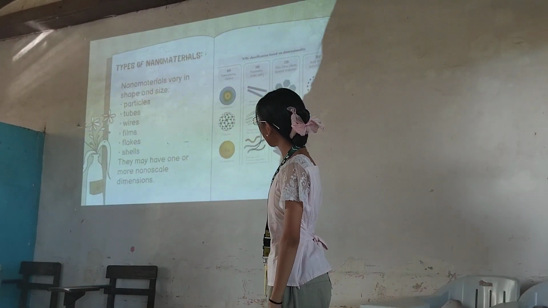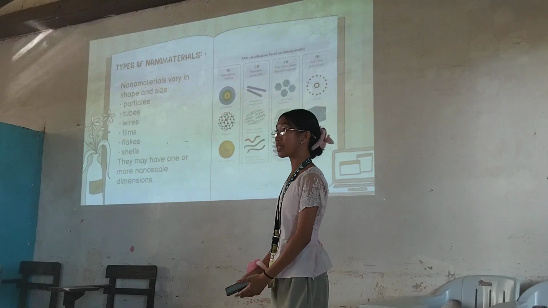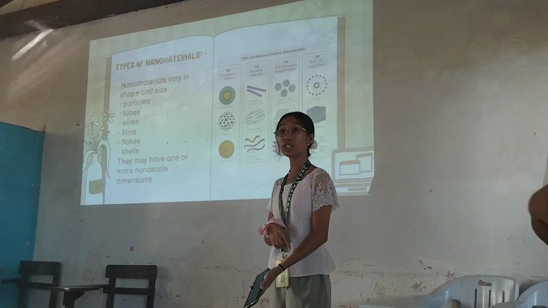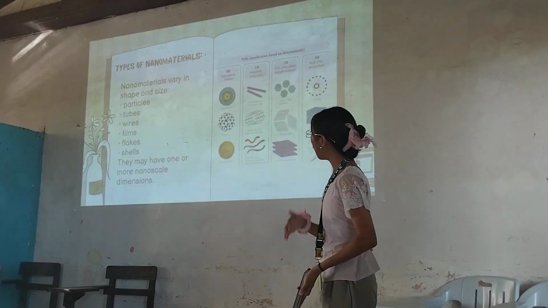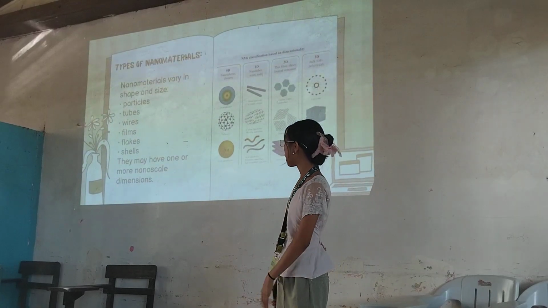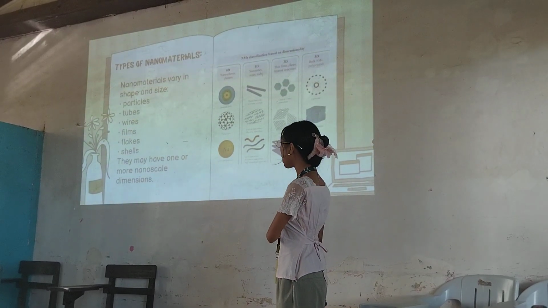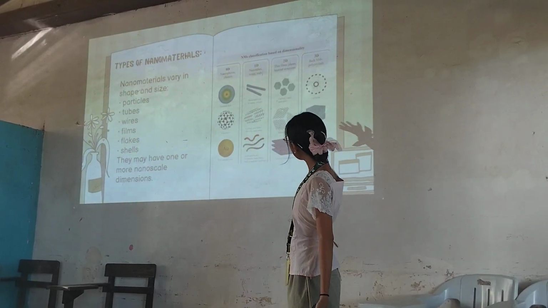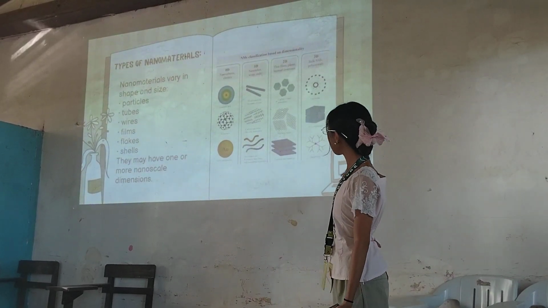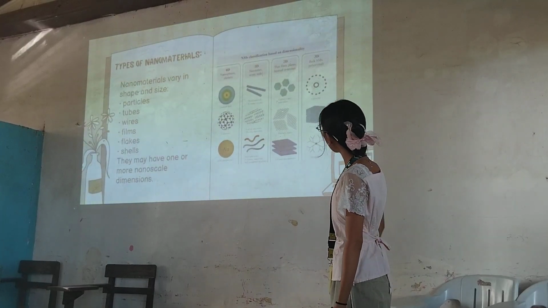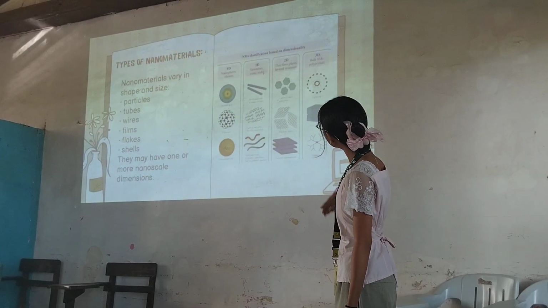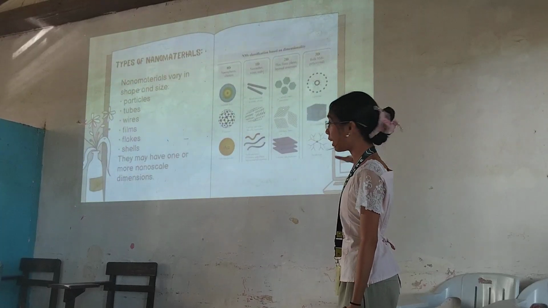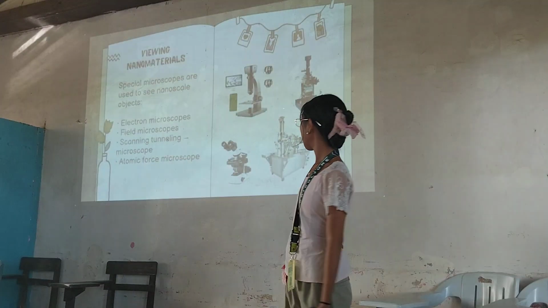Nanomaterials vary in shape and size. We have particles, tubes, wires, films, plates, and shells. They have one or more nanoscale dimensions. As you can see, there are many kinds, classified by dimensionality. Next.